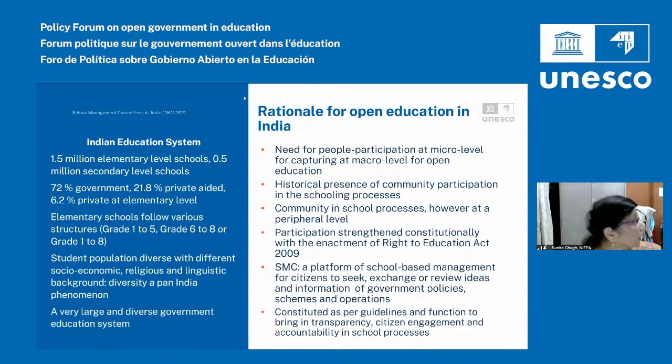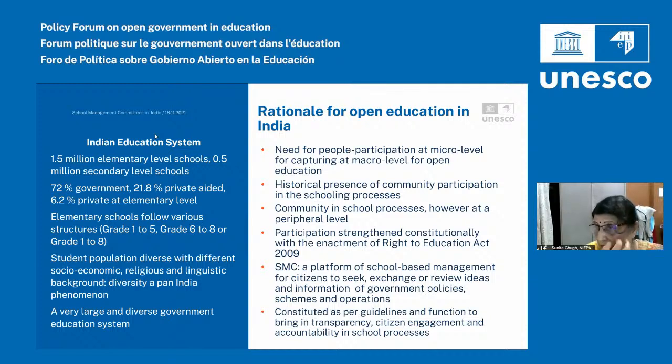Gradually, when the state took the responsibility of making education accessible to different people, there was some kind of a loose linkage between the school and community. It was a weak linkage, and the community remained at the peripheral level. Maybe post 1990s, I would say, education witnessed a paradigm shift as far as school governance in India is concerned. It moved from centralized to participatory, ensuring transparency, accountability, and inclusion of all stakeholders at the school level.